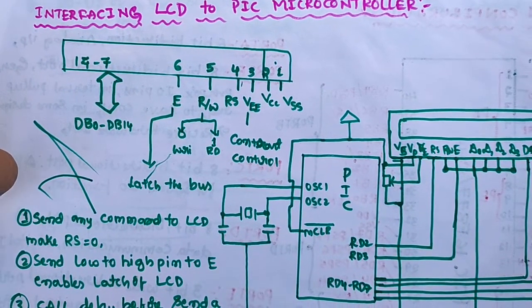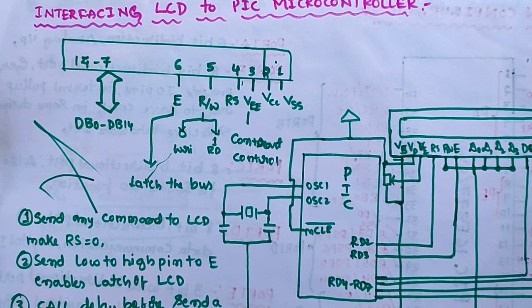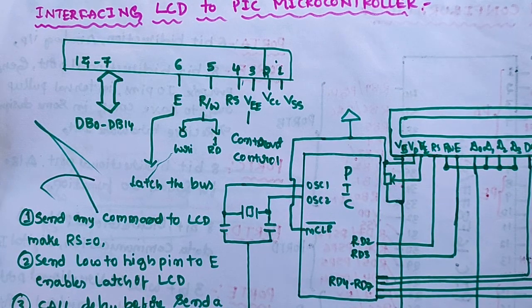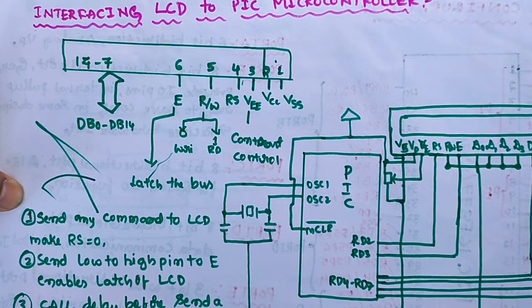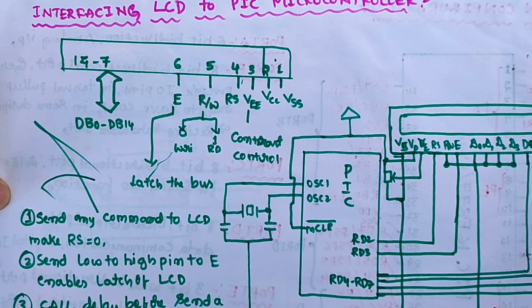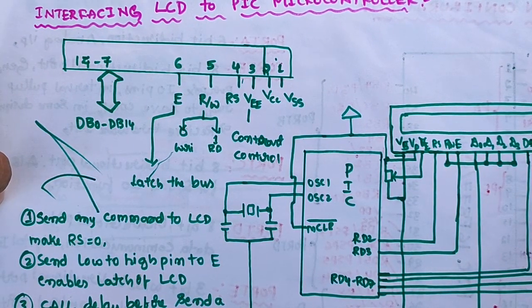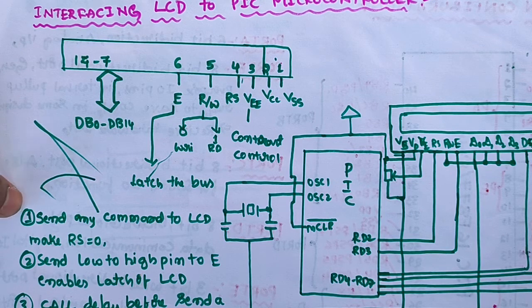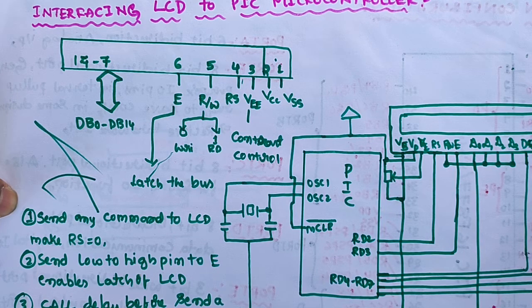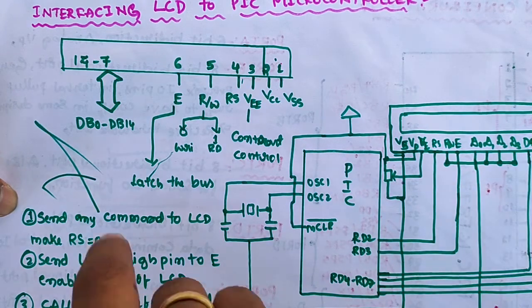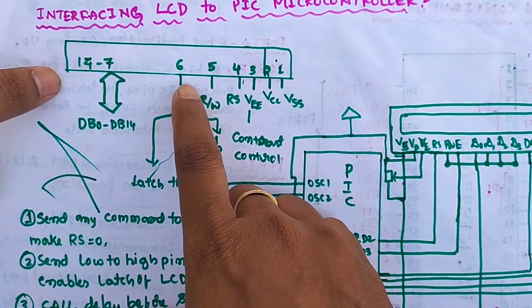Liquid crystal display. There are several types of display devices used as IO devices for the microcontroller, like LED-based display devices or 7 segment displays, and one more class is the liquid crystal display. I'm not going to cover the basic concepts of liquid crystals, because we are studying only the interfacing part with respect to the PIC microcontroller. So LCD is a liquid crystal display.